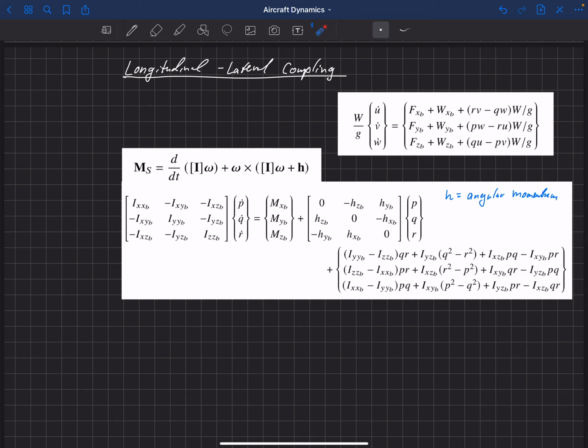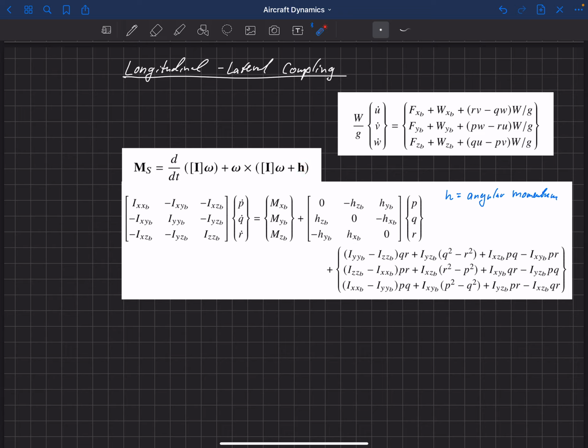Okay, so that couples, as you should remember from your dynamics class: if you have some angular momentum and then you try to rotate that object, so you have some rotation rate P, Q, or R, then that couples and creates a moment about another axis. So that's one of the things that we've now included here, this angular momentum term.